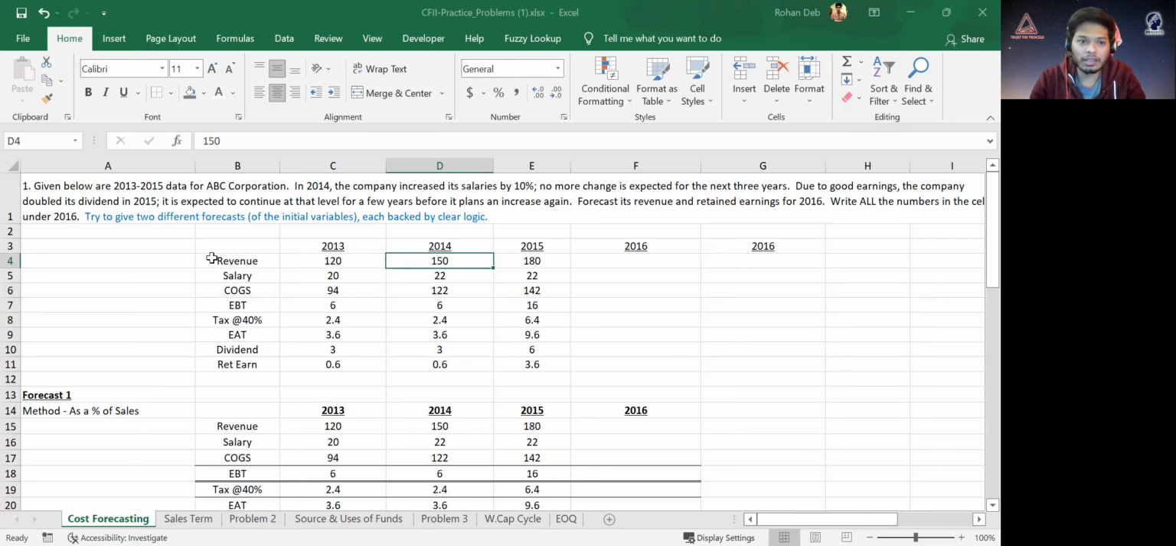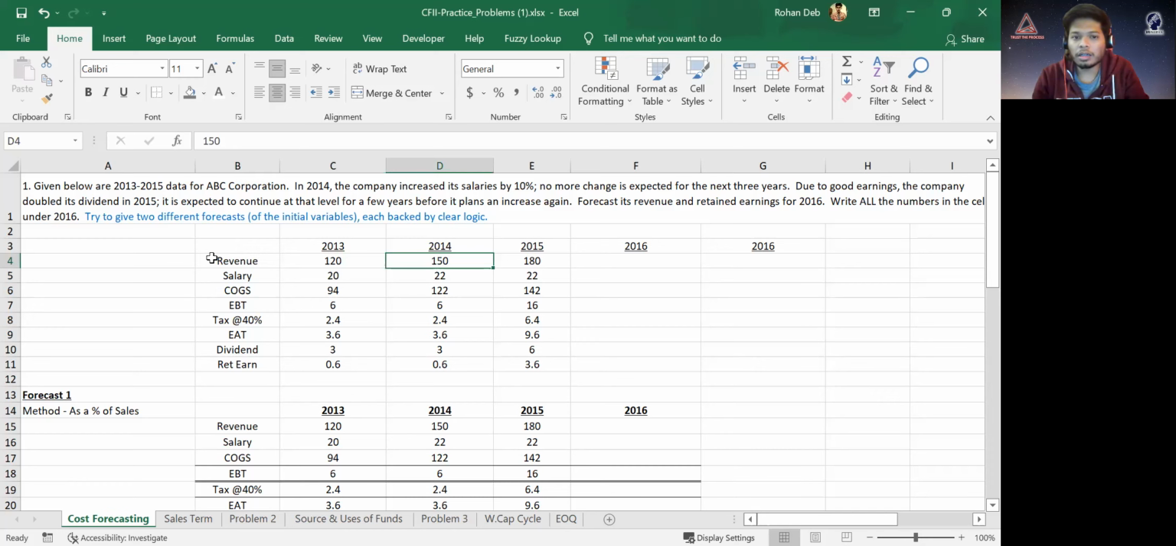Now let's see this. Basically, what's given is revenue, salary, cost of goods sold. Revenue minus salary minus cost of goods sold will be earning before tax. You reduce tax at 40%, that will give you earning after tax. After that, you give dividend to your shareholders, and whatever is remaining is called retained earnings. So this is the entire flow. Now let's start with the revenue first.